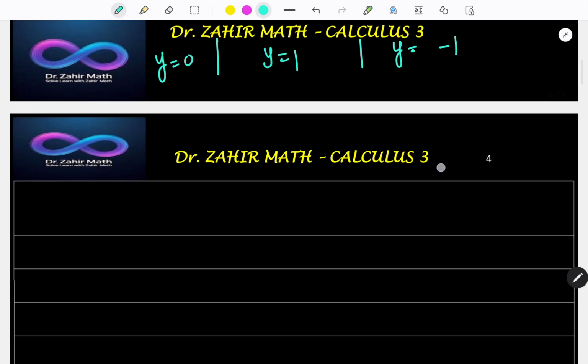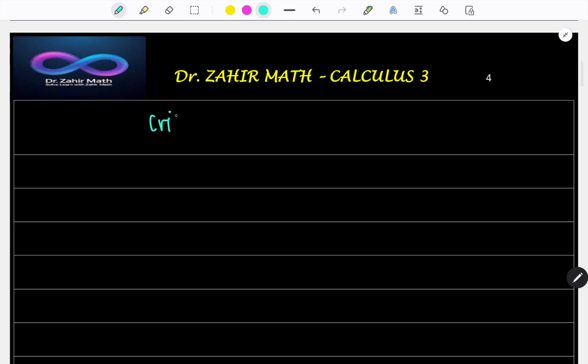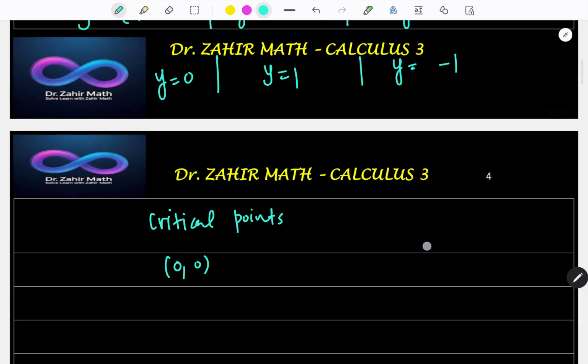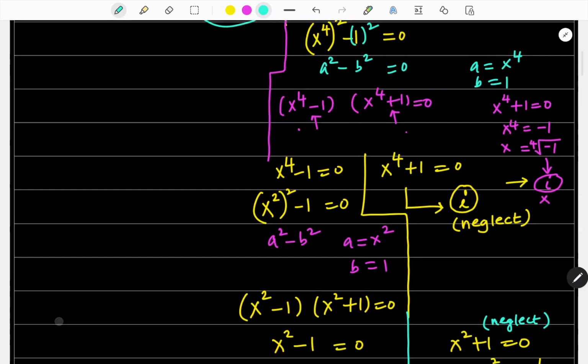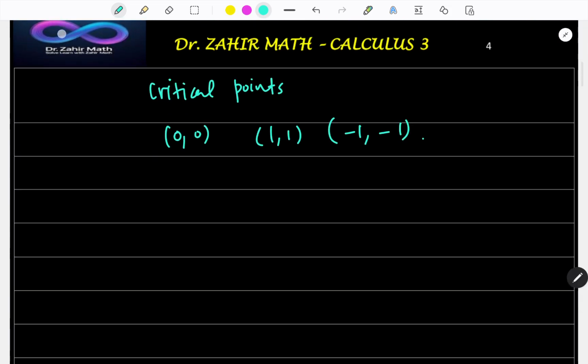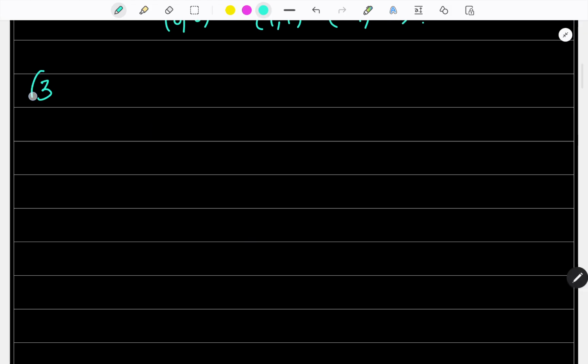So from this, what are your critical points, or you can say the points where fx equals 0 and fy equals 0? Critical points are (0, 0), (1, 1) and (minus 1, minus 1). This is step number 2. After that, we are going for step number 3.